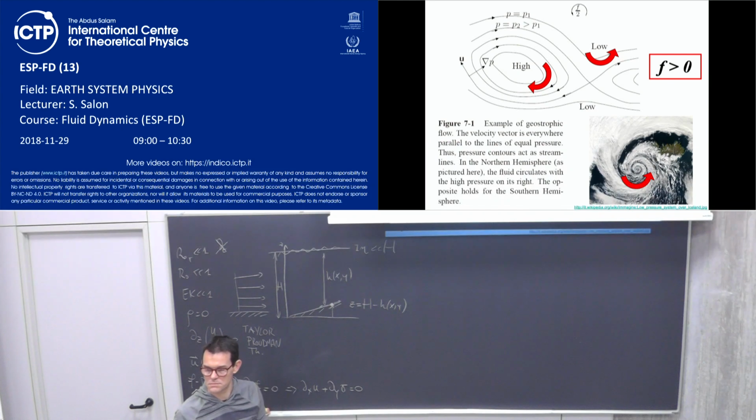Other solution? Don't worry. Any ideas? You can bet. I think maybe it depends on the direction of the flow. Depends on the direction of the flow, yes, could be. I'm just taking some ideas.